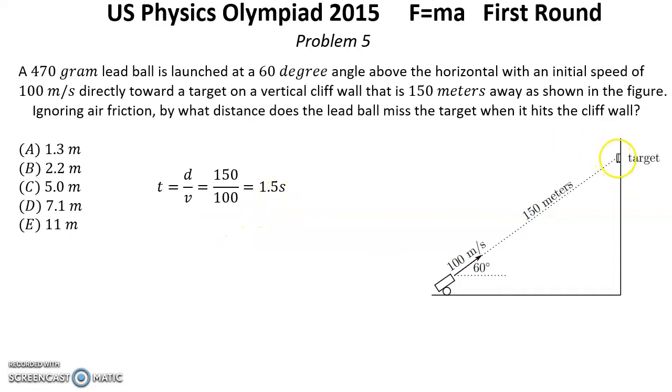But the target actually is not moving. So we have to find what distance our frame of reference with a movable target will travel. That will be 1/2 g t squared. This is the distance by which the ball misses the target. That's about 11 meters, which is answer E.